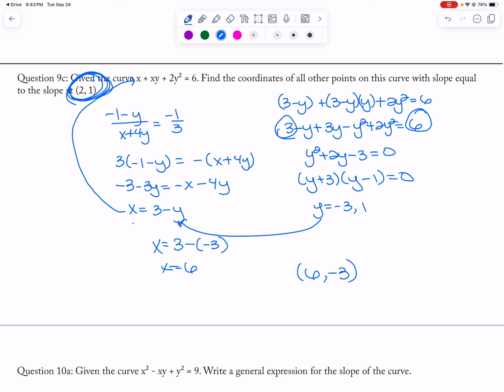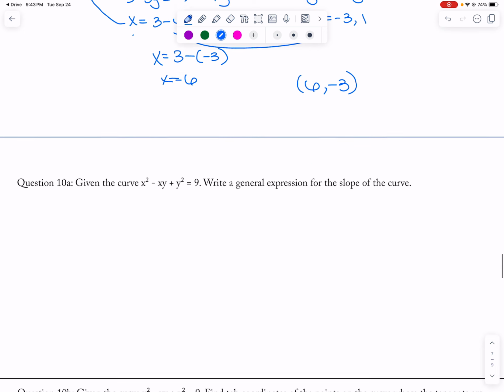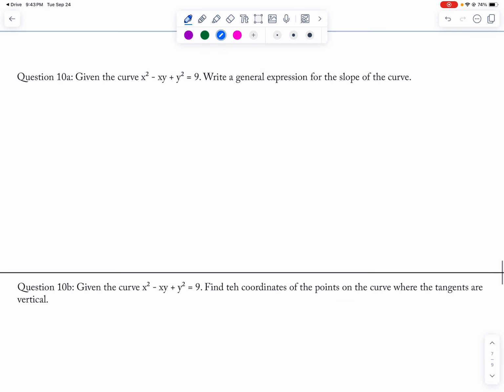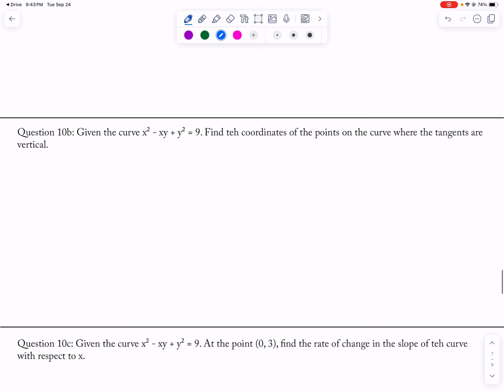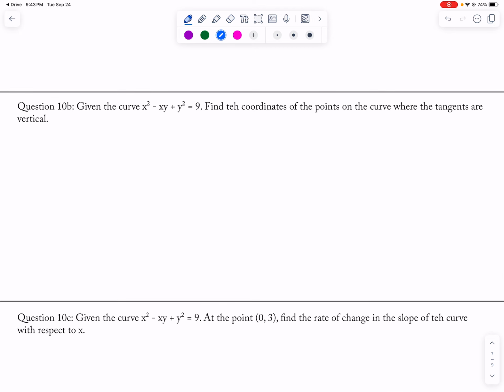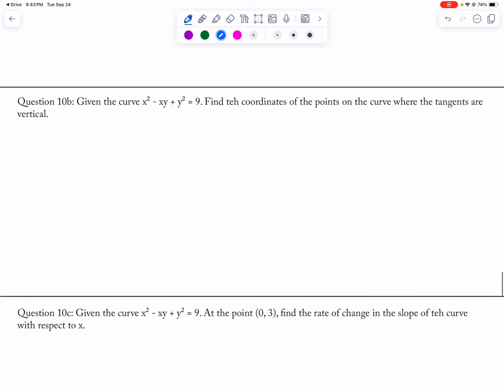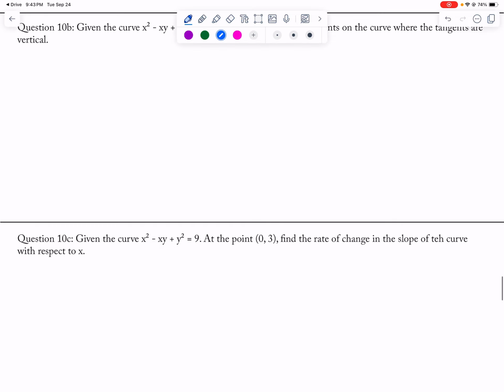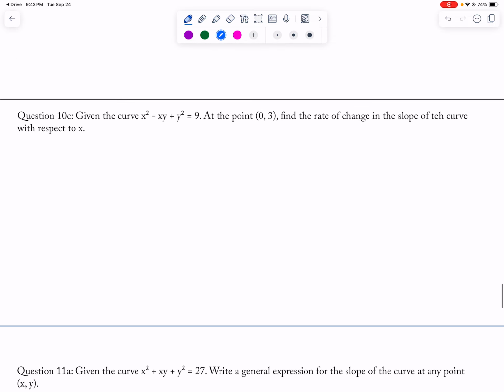This whole idea of replugging back into the original equation, you guys are going to see a lot with free response questions. Okay, so 10a is just like 9a. For 10b, tangents are vertical when the derivative is equal to 0 in the denominator, not in the numerator. So denominator equal to 0. Rate of change of the slope, that's a typo, the word "the" there. Rate of change of the slope is the second derivative.